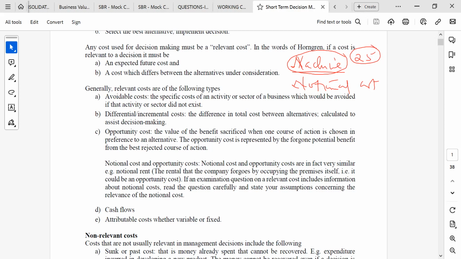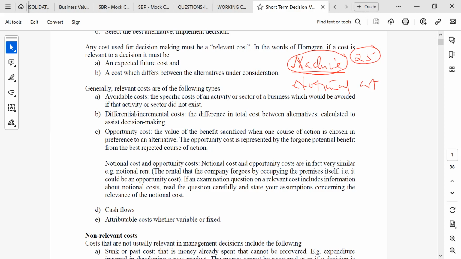But if you are not using a machine, you won't use it anywhere. But you are trying to say that, okay, if you should go and rent this particular machine somewhere, you will be paying 50 cedis. The 50 cedis that you are trying to capture is a notional cost, because the machine, whether you use it or not, it will just be there. All right, so if you have a question, read the question very well to know if it is an opportunity cost or it's just a notional cost.